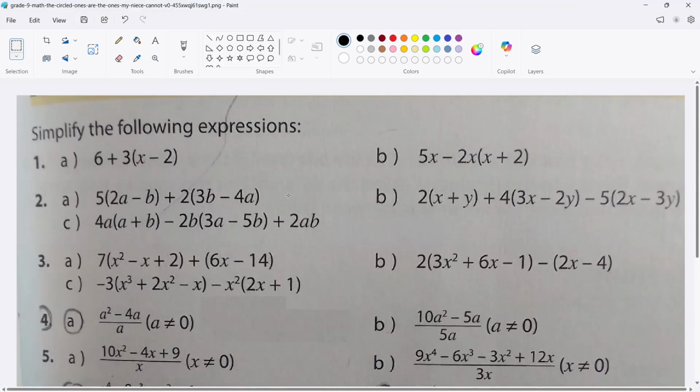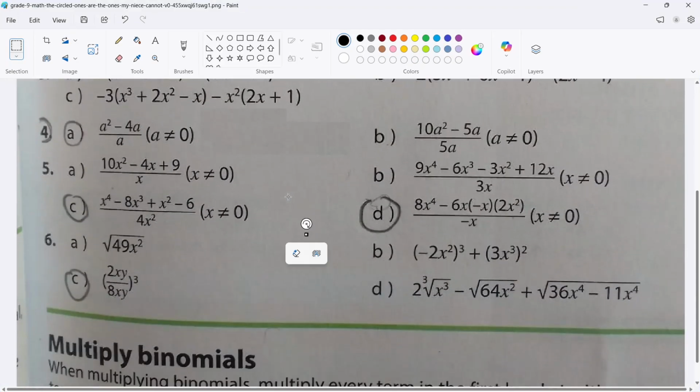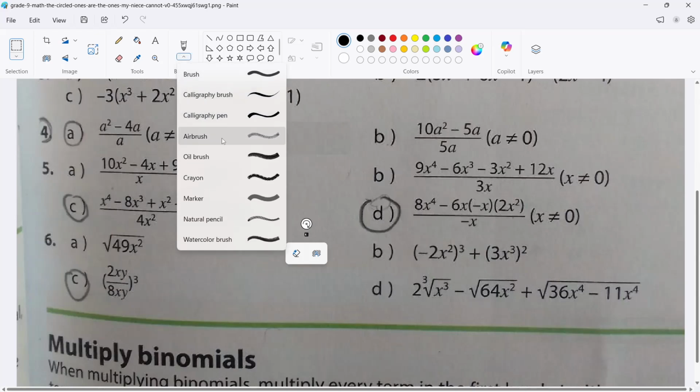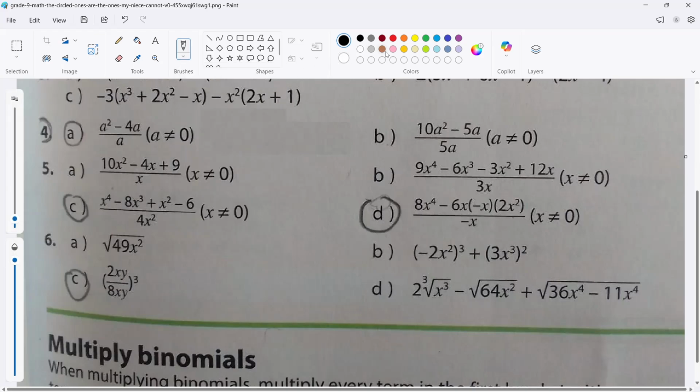This is a worksheet about simplifying expressions, and there's a couple that a student has said, "I don't understand these," so I'm going to work these. So let me look at the first one.